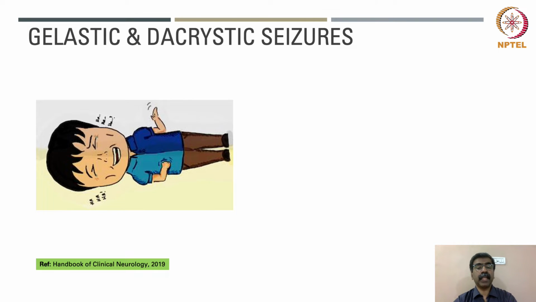What are gelastic and dacrystic seizures? First, let's see what are gelastic seizures. It is characterized by brief, frequent and mechanical bursts of laughter, facial flushing, pupillary dilation, and at times repetitive, complex behaviors may accompany laughing. And additional seizure types, focal or generalized, may develop and are often medically refractory.